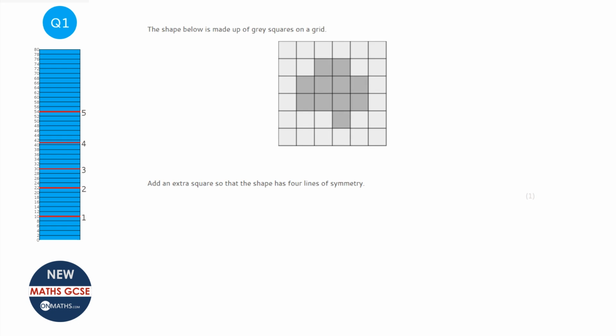So for this question, you just got to imagine what the shape will look like when it's finished. And the thing that's stopping it from looking perfect is not having this square here. And let's just check it has 4 lines of symmetry when I put that in. So we've got one there. We've got one across here, then we have a diagonal one here, and then we've got another diagonal one here. So it has 4 lines of symmetry.